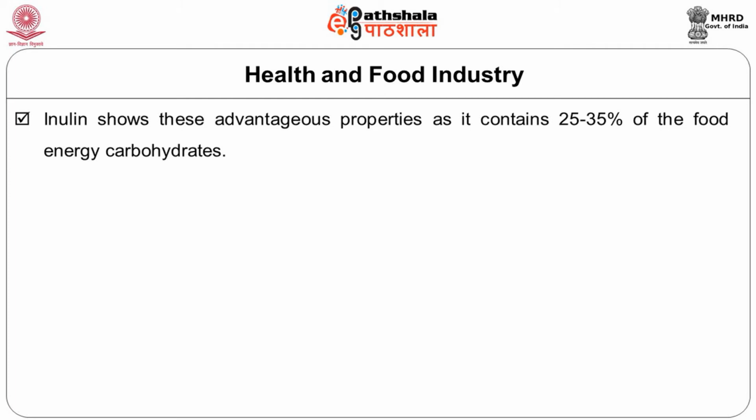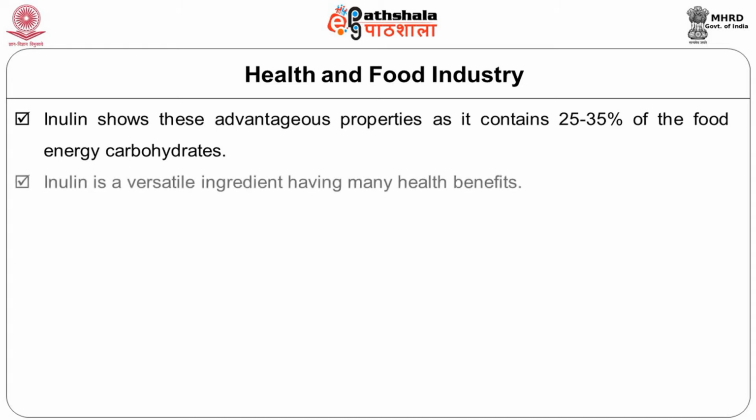Uses in the health and food industry. Inulin shows these advantageous properties as it contains 25 to 35% of the food energy of carbohydrates. Inulin is a versatile ingredient having many health benefits. It increases calcium absorption in women and magnesium absorption in adults while promoting the growth of beneficial bacteria in the intestine, which is an important component that, as food science and nutrition students, we have to learn and advocate to the community.